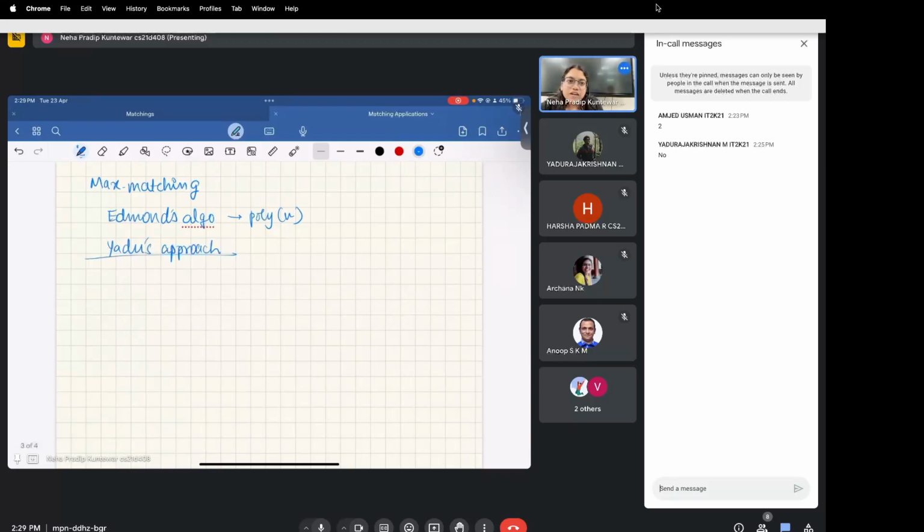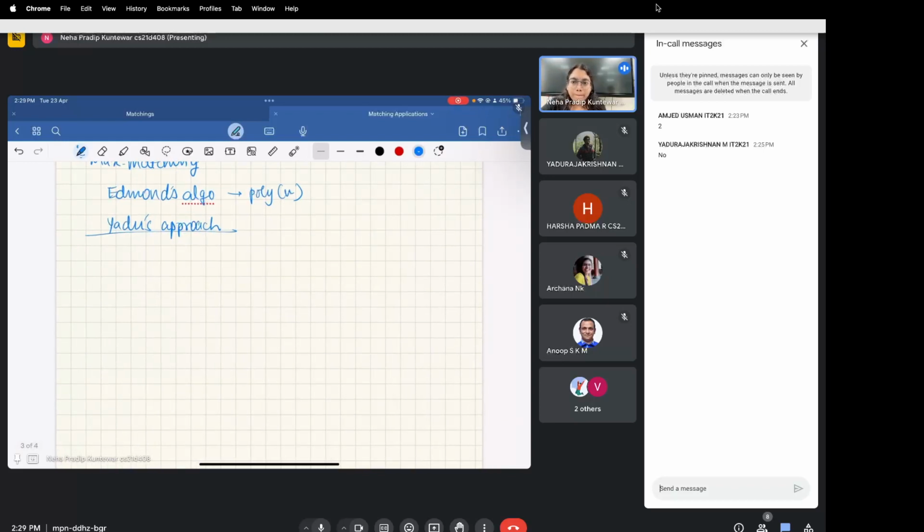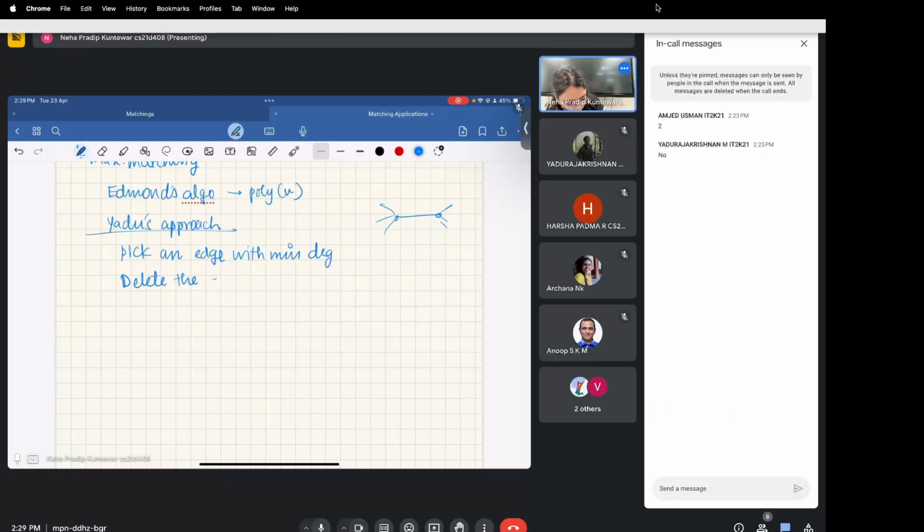The idea was that you pick an edge which has minimum degree and you remove all the edges. So, pick an edge with minimum degree. I'm assuming that by degree of an edge we meant the sum of degrees of the two vertices. And you delete the edges incident on, let's say, e, and then you repeat the process. So this was the algorithm. This is a greedy strategy.